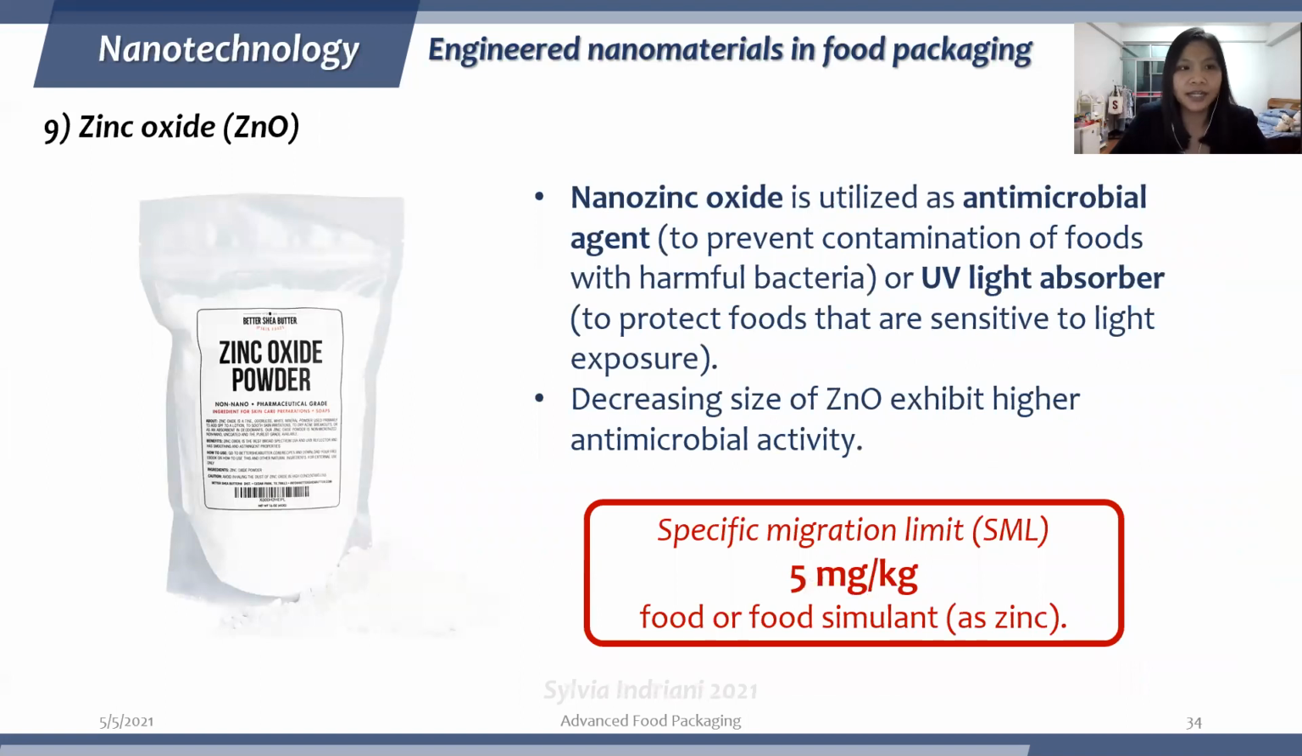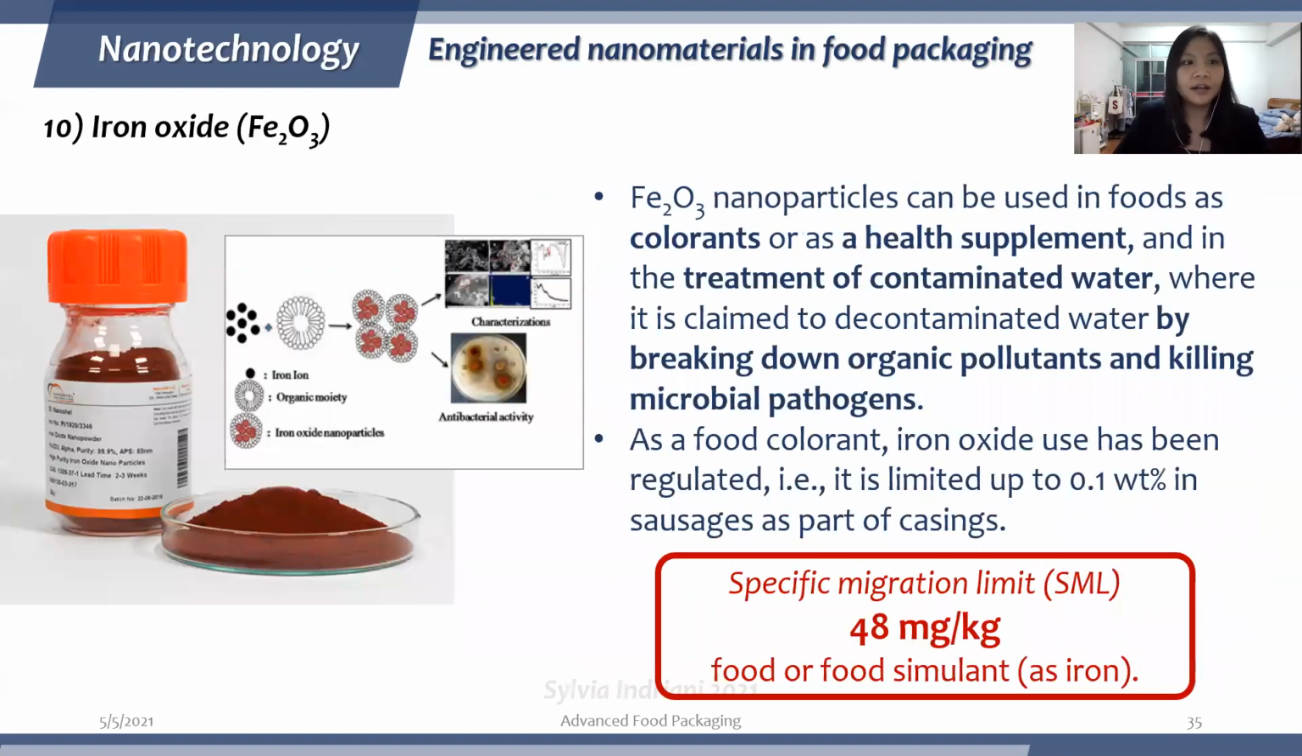Nano zinc oxide is able to absorb UV light and inhibit microbial growth as well. Iron oxide is also being used as a part in sausage casing. It also has the SML, or specific migration limit.